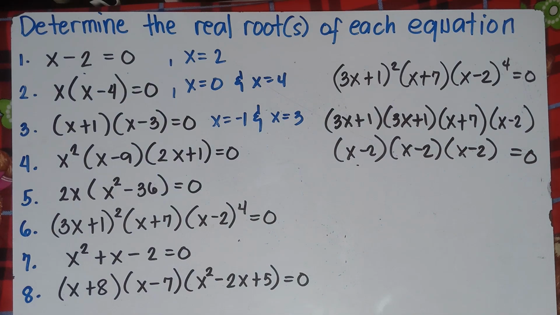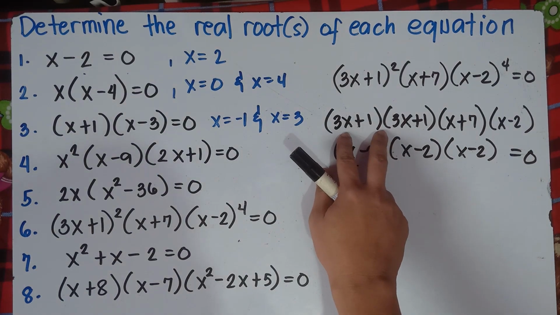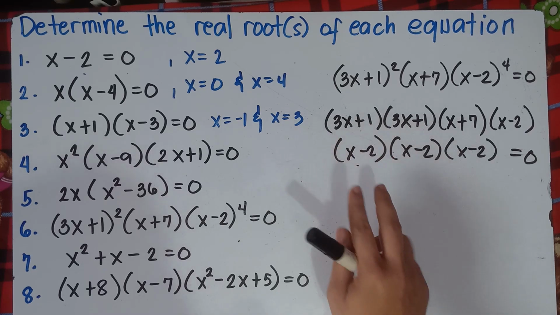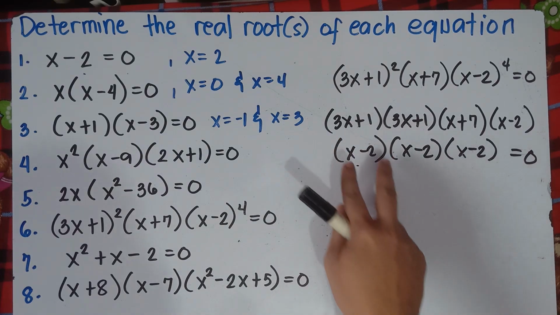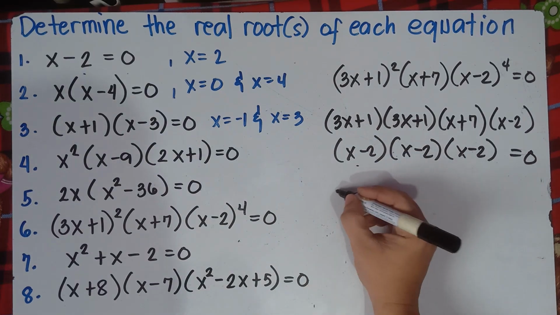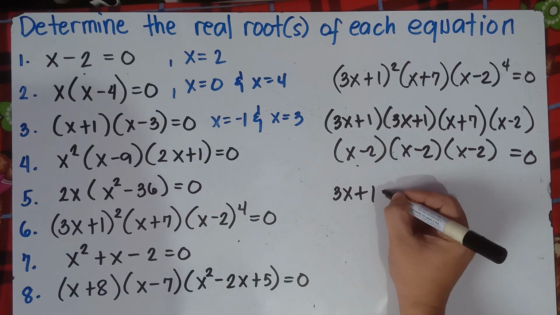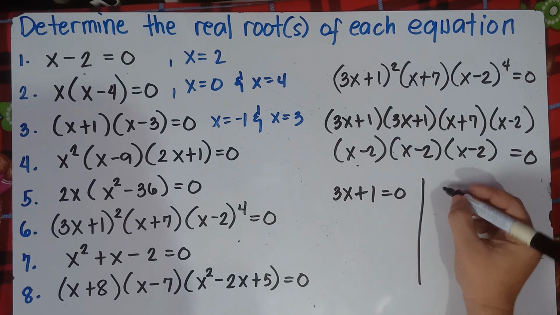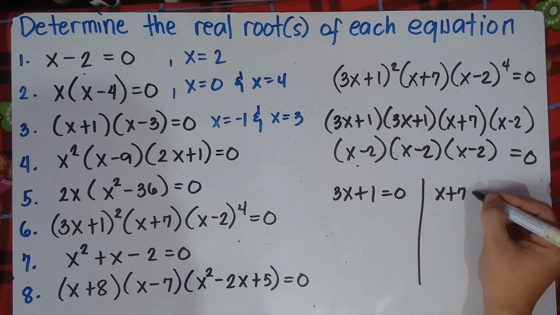So we will just not write the answer individually, class. We will just write this first answer, 3x plus 1. Of course, we do have two answers for 3x plus 1. So let me just write the answer: 3x plus 1 equals 0, then x plus 7 equals 0.